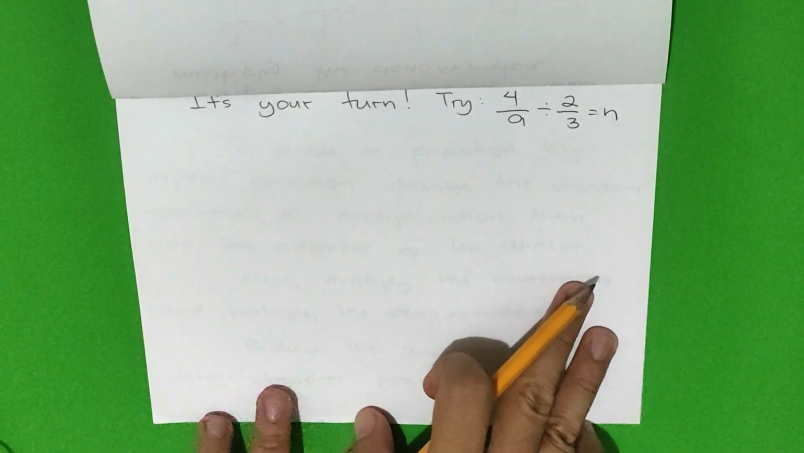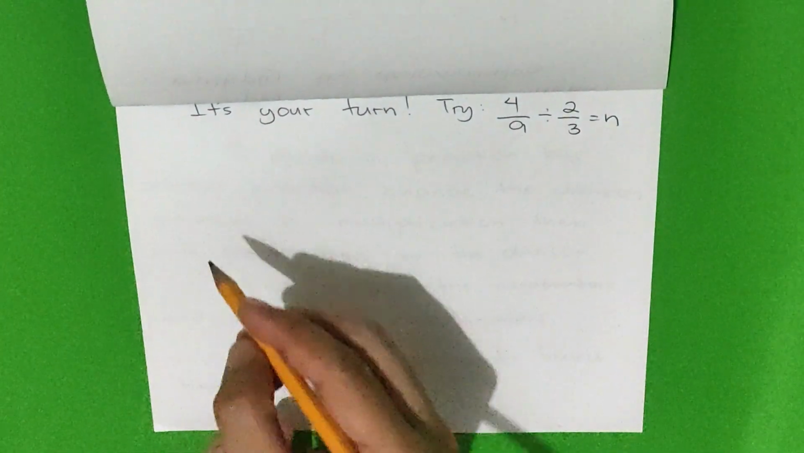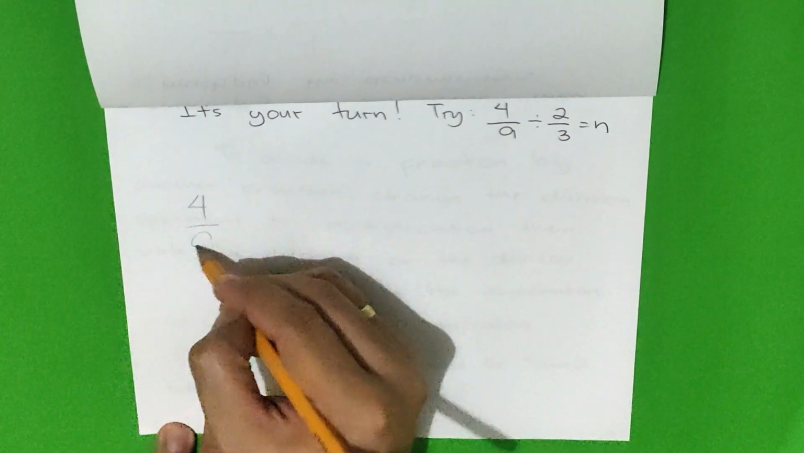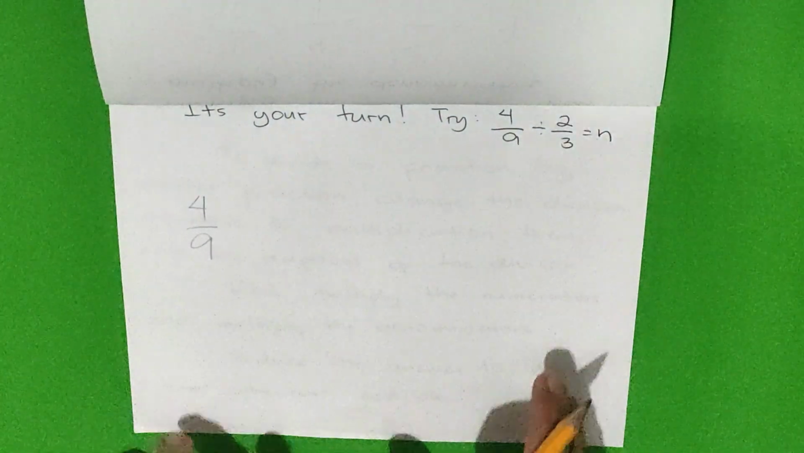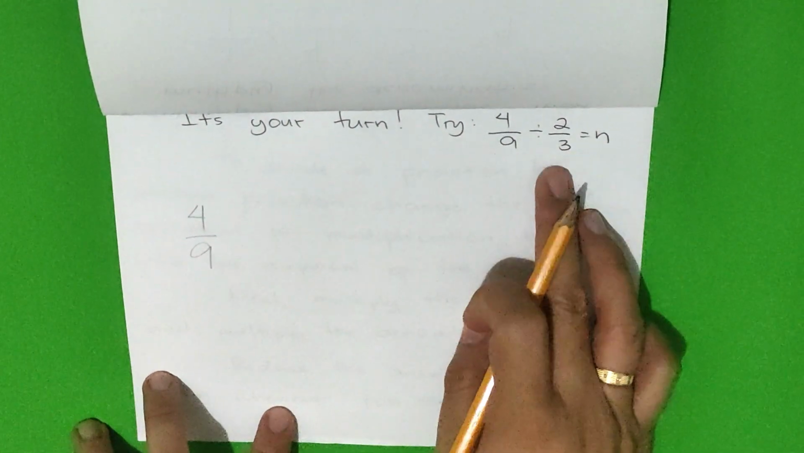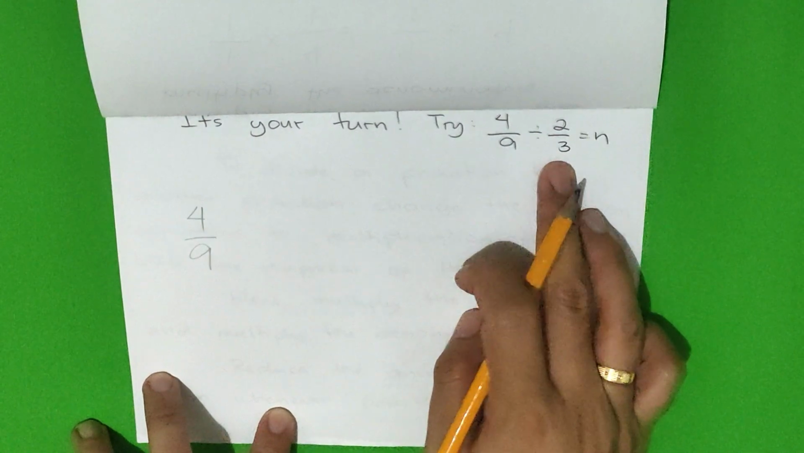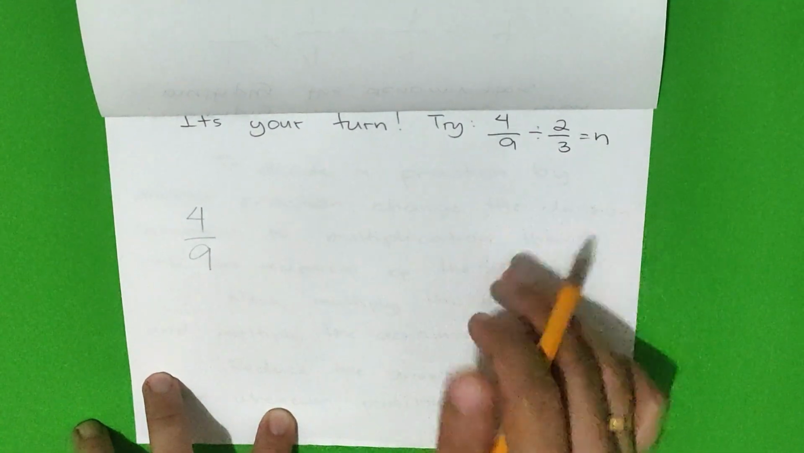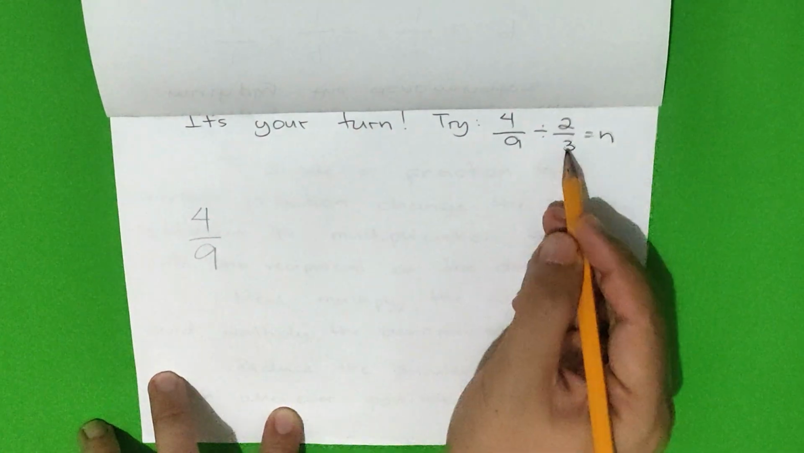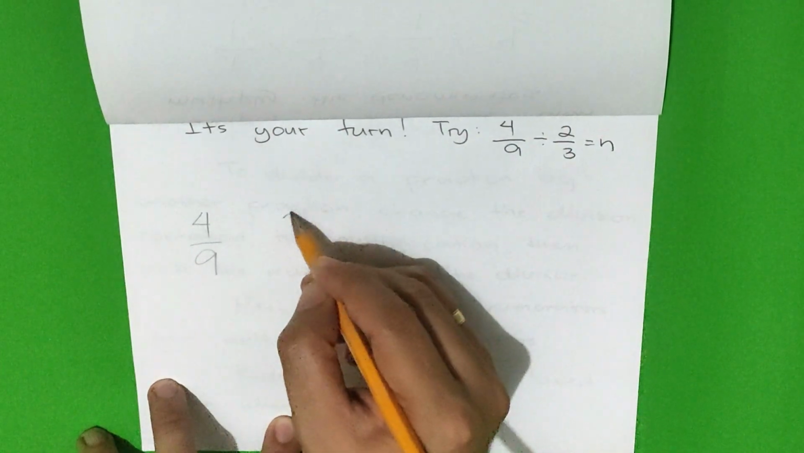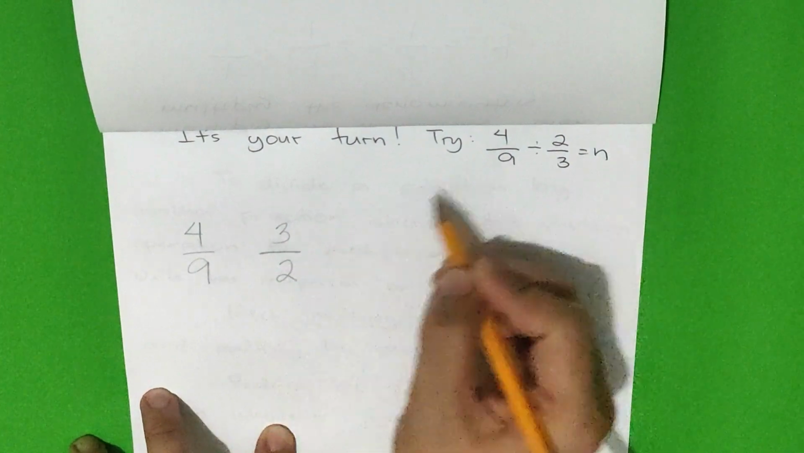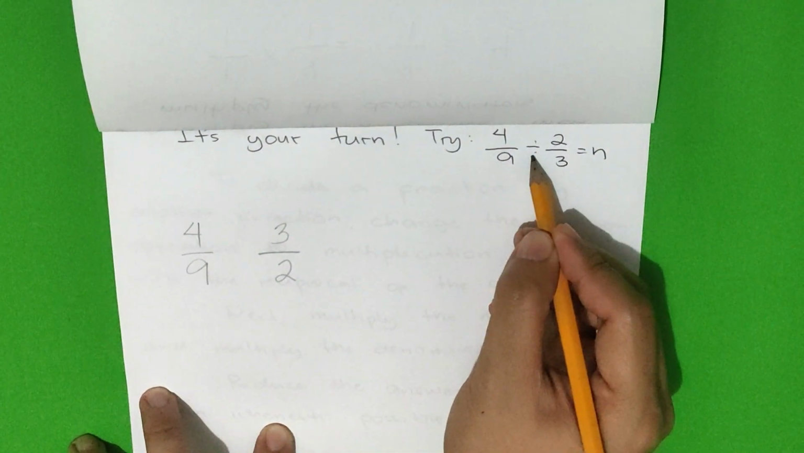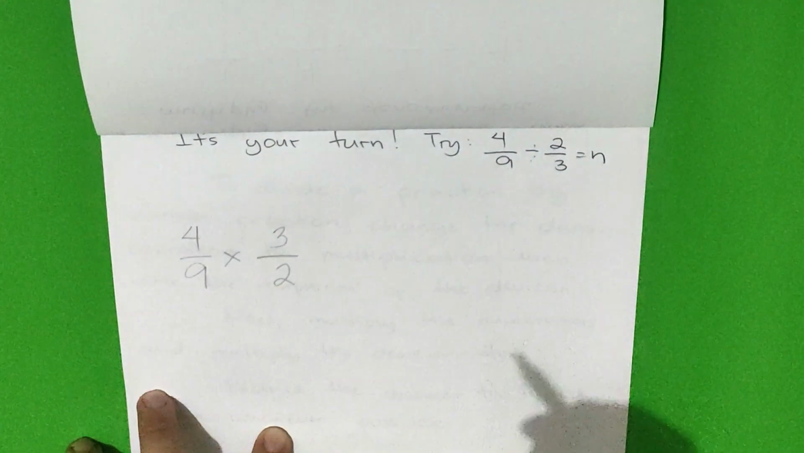Right, so let us answer it together. 4/9 divided by 2/3. Our first step is to switch or write the reciprocal of the divisor 2/3. Let's switch the numerator and the denominator. So our denominator is 3, let's put it on the numerator. And 2 will become our denominator, and change the division sign into a multiplication sign.